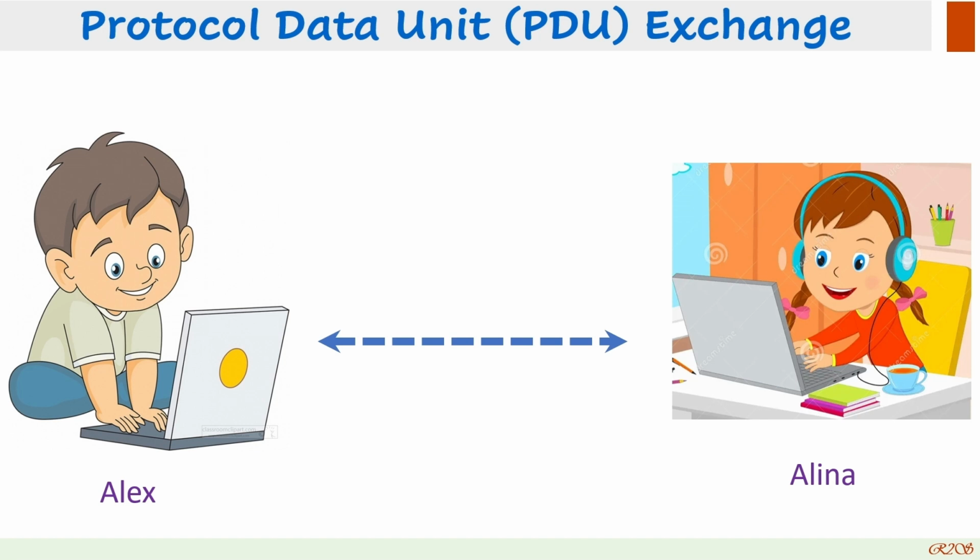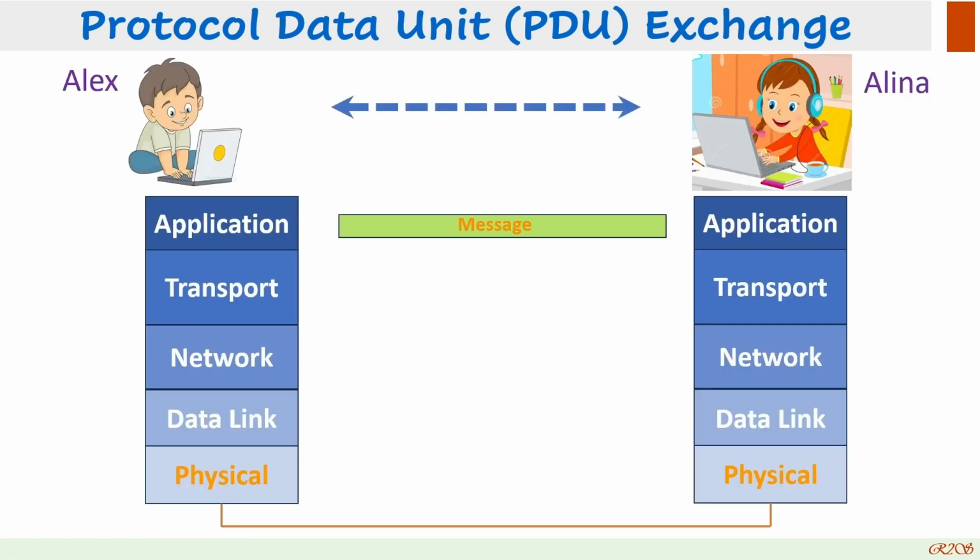For example, we have two friends, Alex and Alina. They are communicating with each other, texting each other, and we will see how this happens. When the data is forwarded from one layer to another layer, we call it a protocol data unit, PDU. So let's see how it actually works.